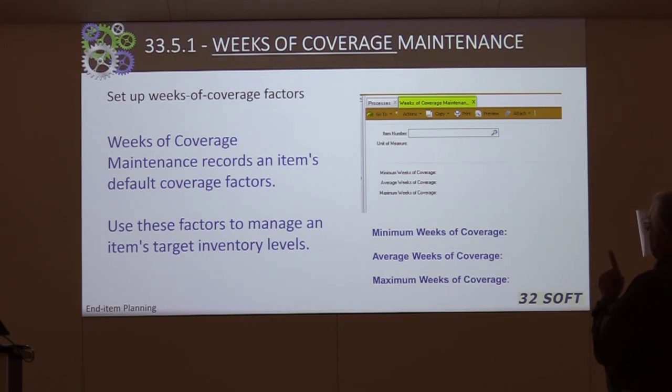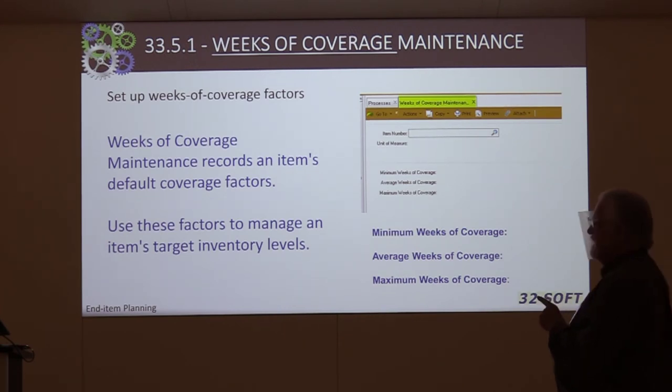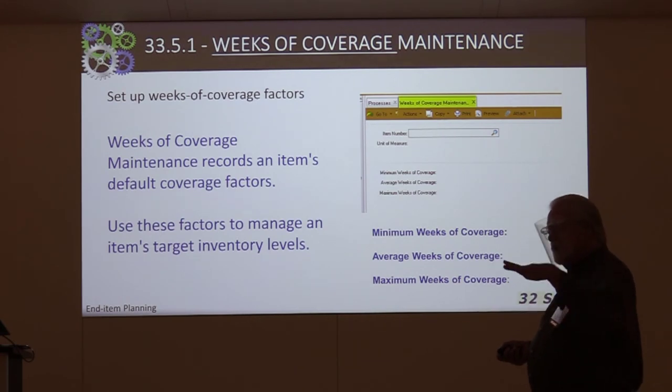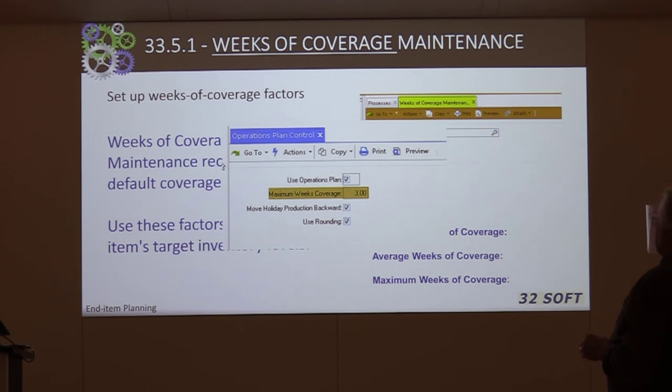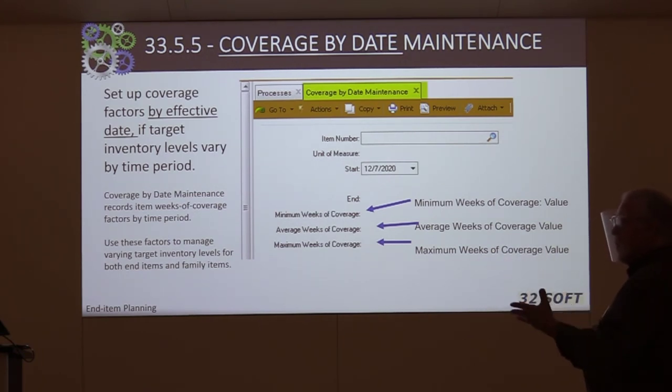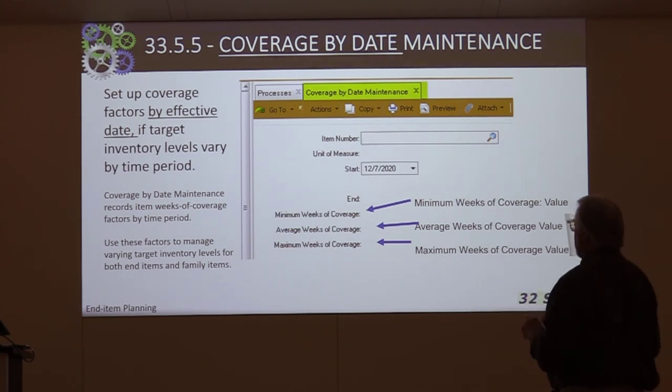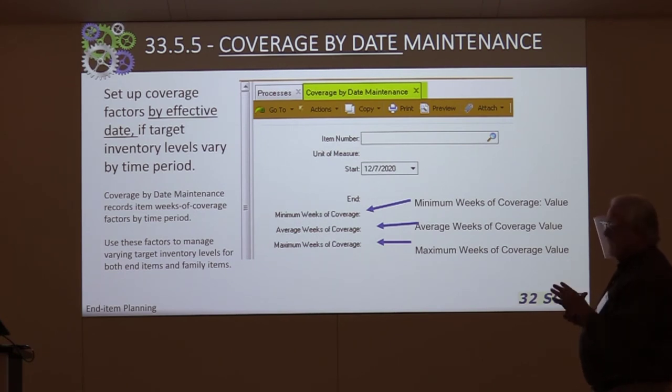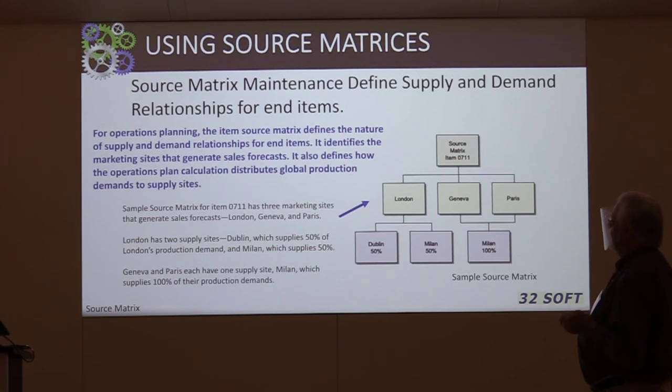Then you're going to calculate the weeks of coverage. And this is one of those key calculations. What does this minimum, average, and maximum weeks of coverage mean to the way that the operations plan is going to generate its forecast? So this weeks of coverage, you remember we saw that in the operations plan 33.1.24. That's just the default, but you can use 33.5.1 to set it at an individual level, and then if you're really ambitious, you can set the coverage by date. So you can actually model weeks of coverage across the planning horizon with different weeks of coverage depending on the start and the end date. So that takes a fair amount of understanding to get the system processed.